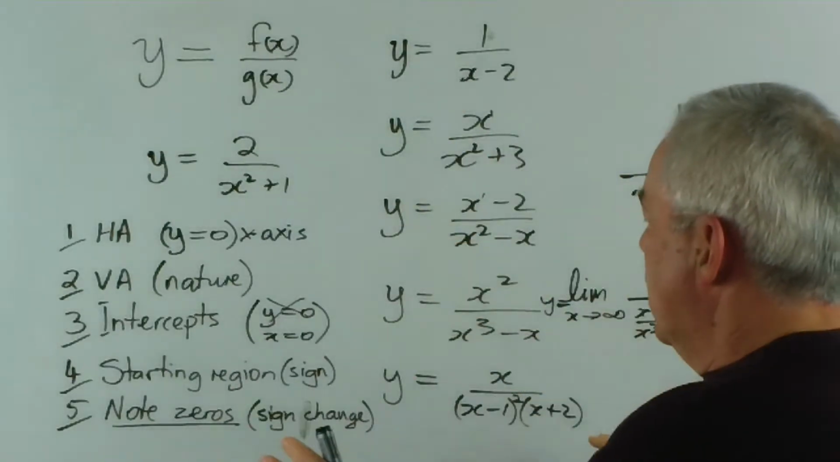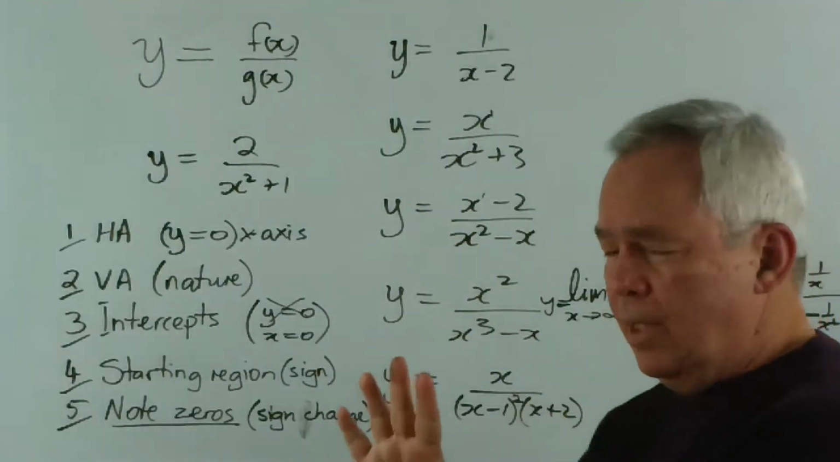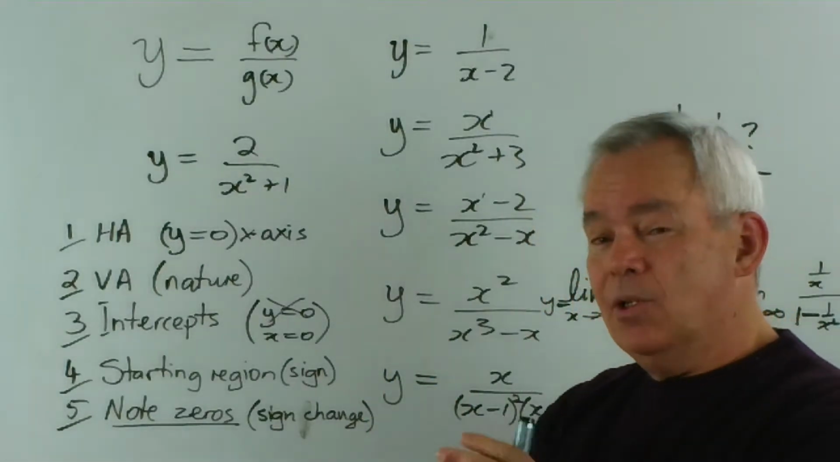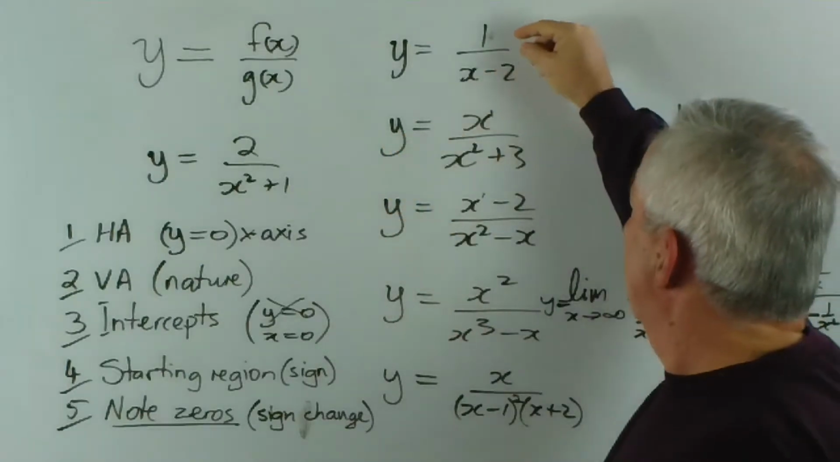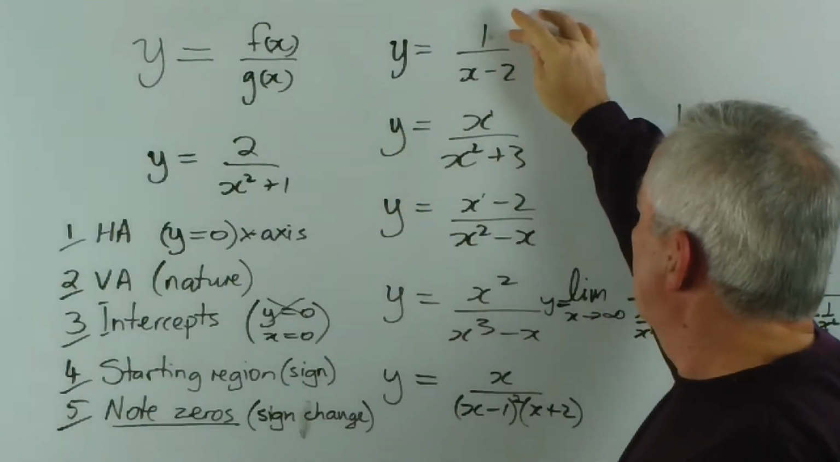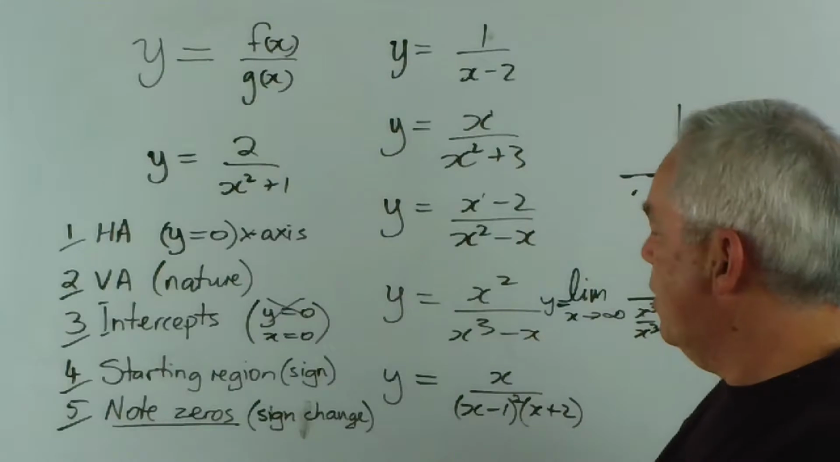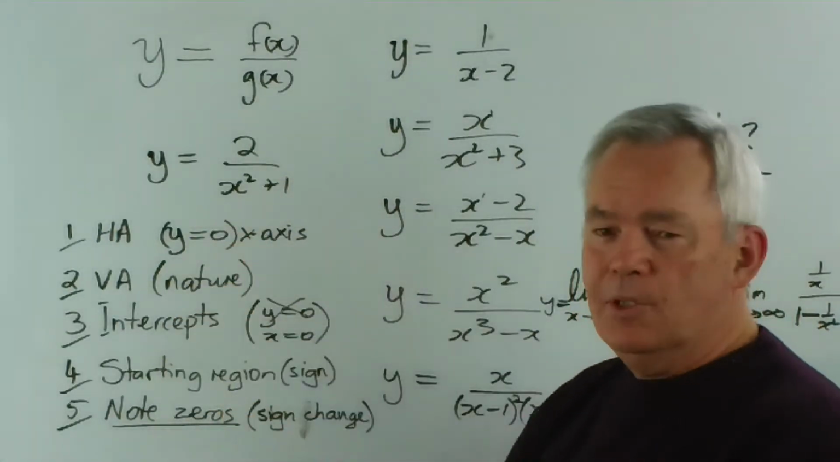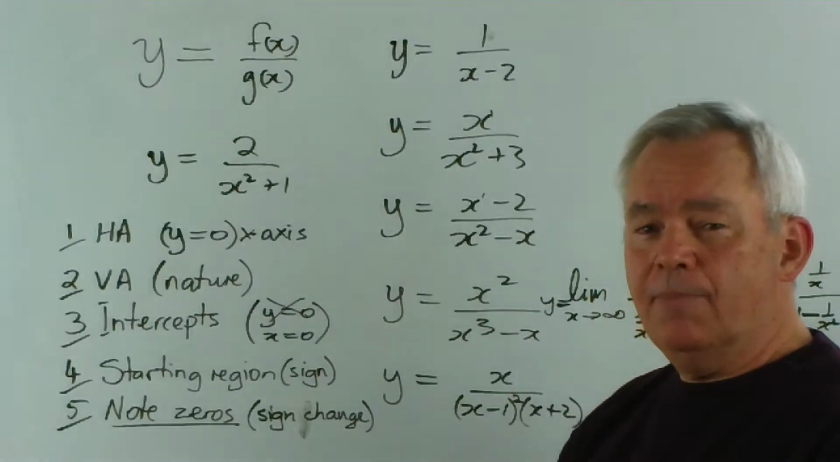Now, I've been all over the board here. What have I done so far? I've explained what rational functions are. I've explained about type 1 functions, where we have a smaller polynomial on the top, a lesser power, a lesser degree. And I've talked about the 5 steps of analysis before we start graphing.